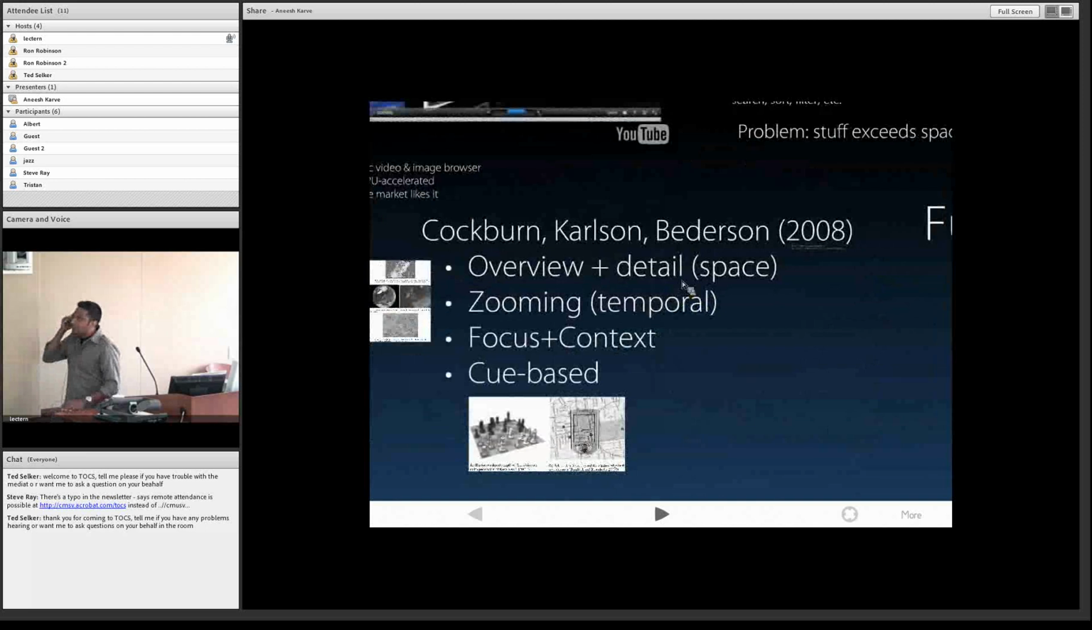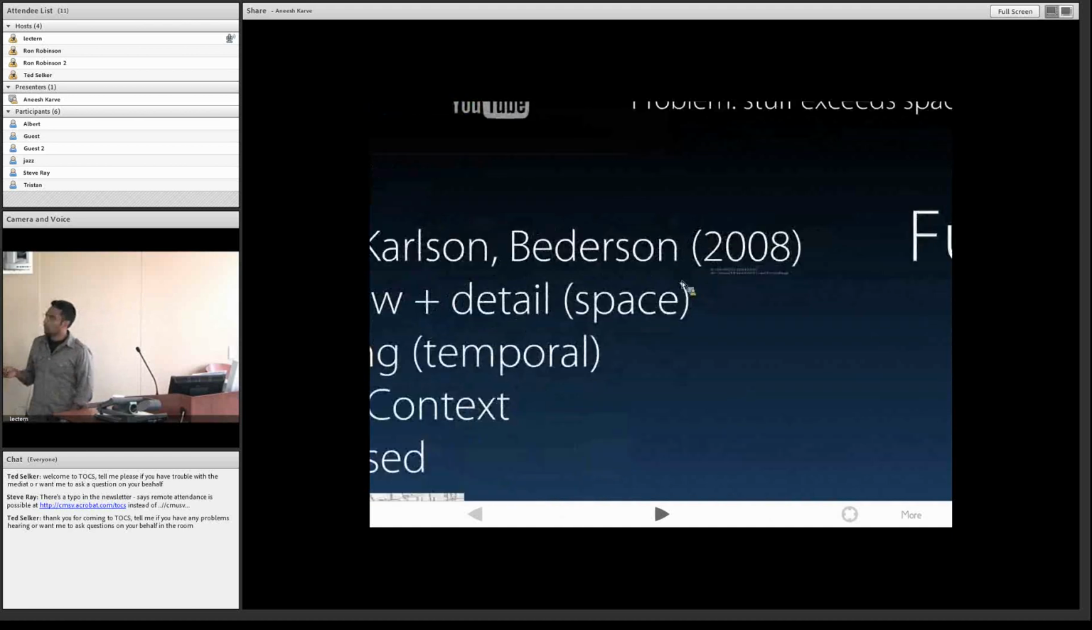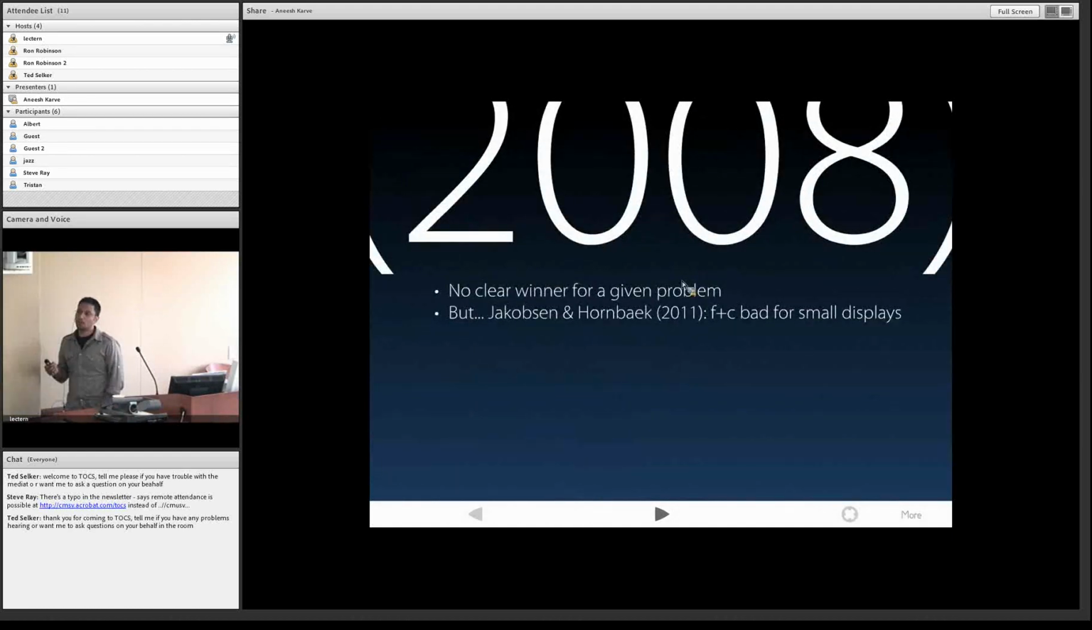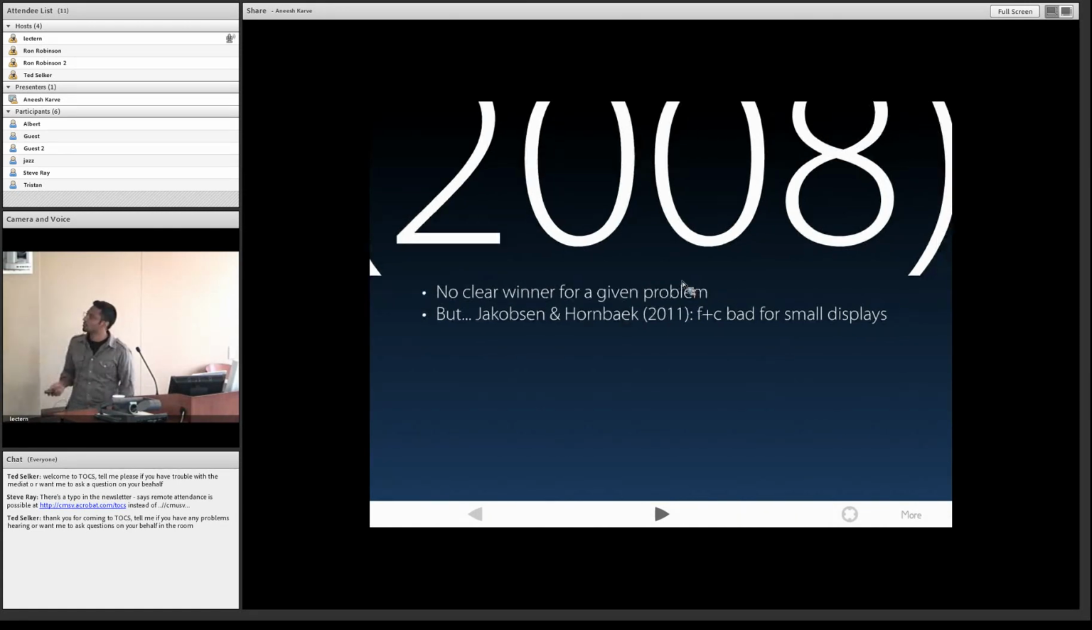And so here, again, we've seen the 4 techniques, and the results are not exactly conclusive. It turns out that there's no clear winner for a given problem. If we have a design problem where we have more stuff than we have space to show, which technique do we pick? But there's a glimmer of hope. Just recently at CHI 2011, Jacobson and Hornbeck showed that focus plus context might be a disadvantaged technique for small displays. But I think we'll need to see more results and really look very carefully at the experimental design before we can draw that conclusion.